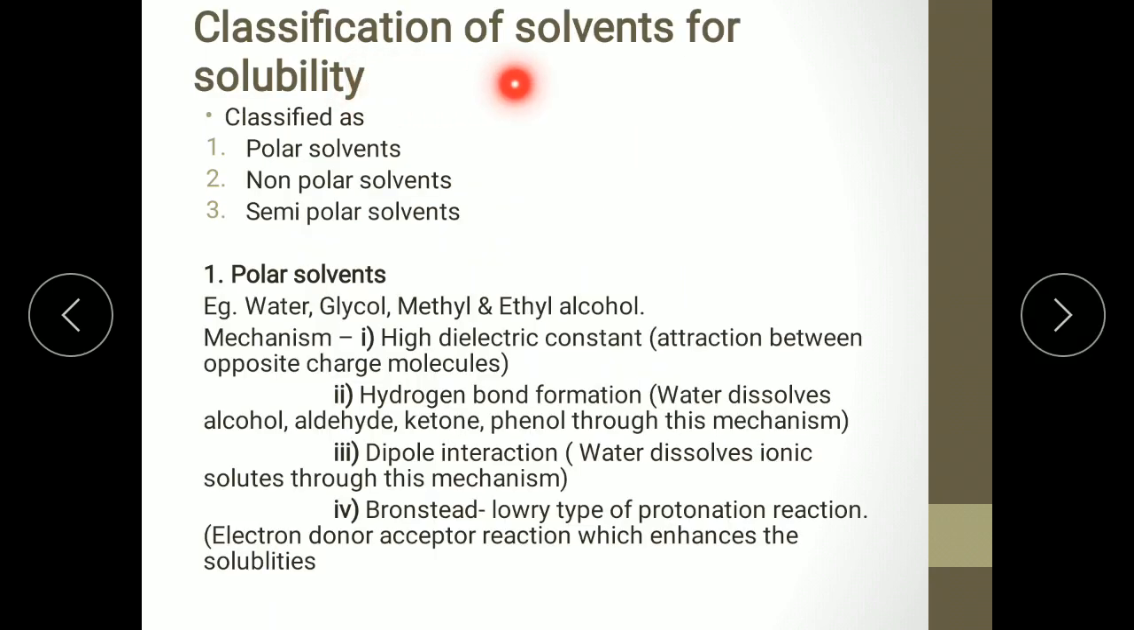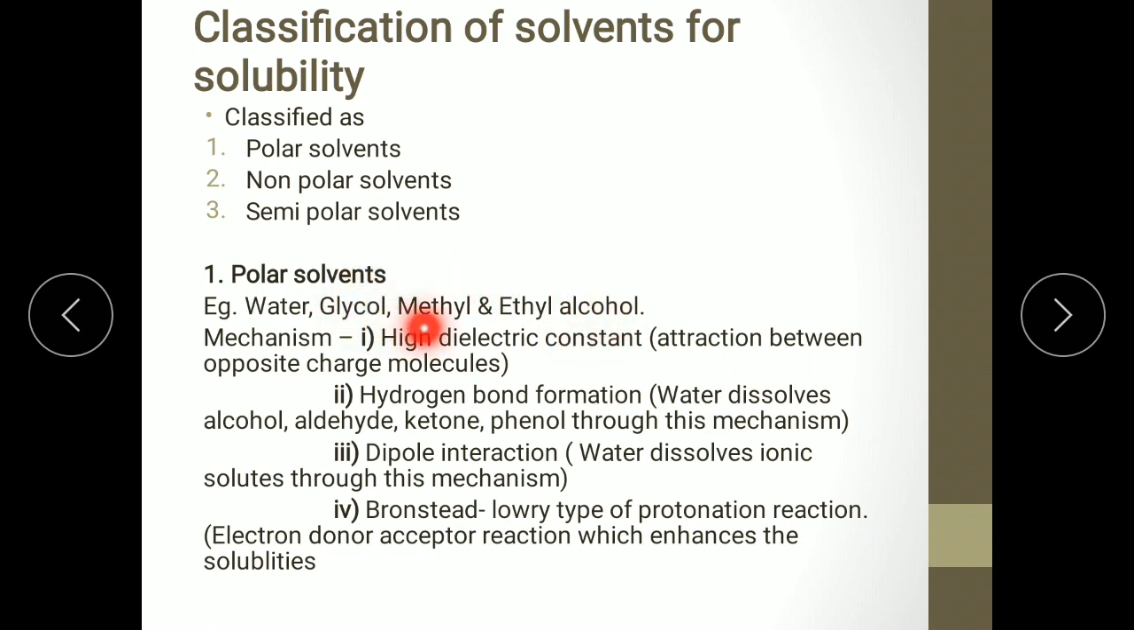Next, classification of solvents for solubility. How are solvents classified? They are classified into three categories, based on polarity. One is polar solvent, second is non-polar solvent, third is semi-polar solvent. The first one is polar solvent. Examples are water, glycol, methyl and ethyl alcohol.